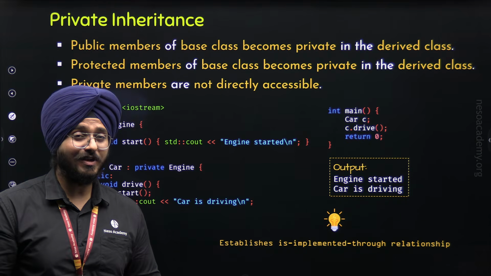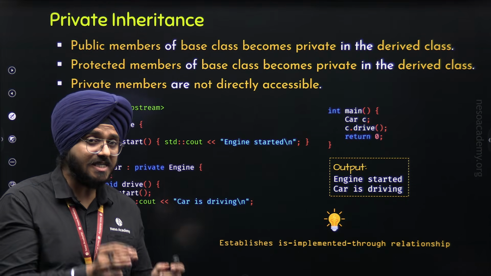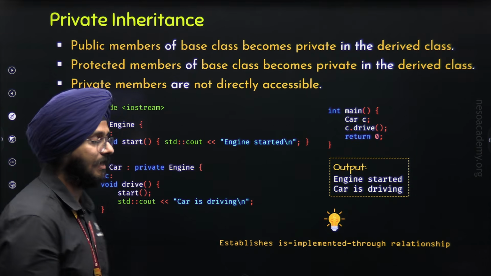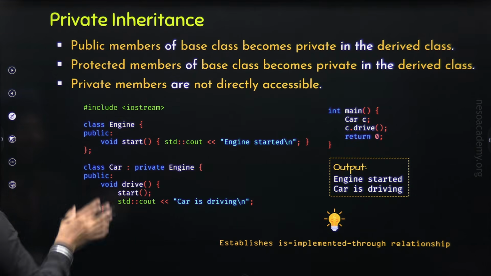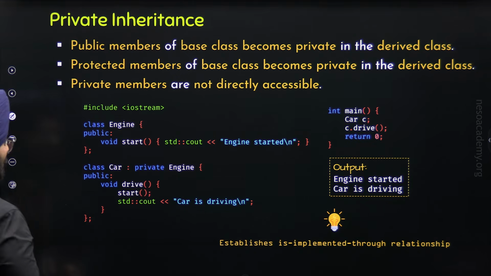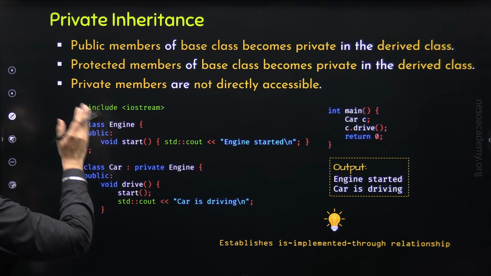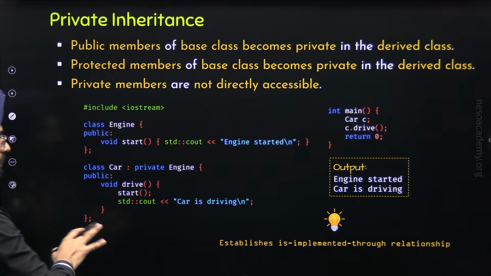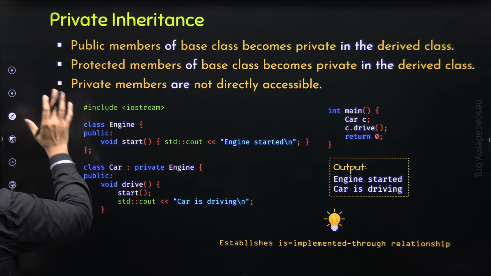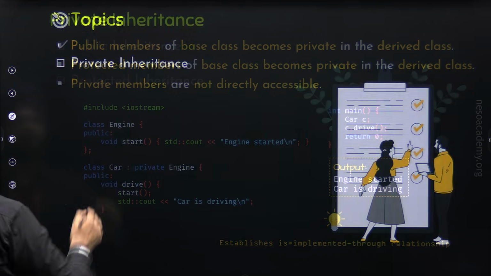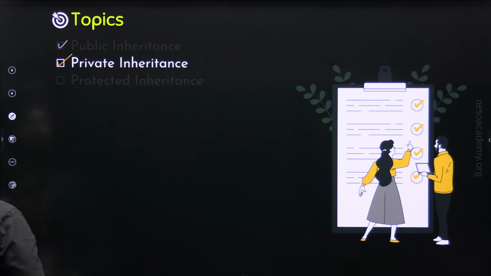So when we want to establish the is-implemented-through relationship between the base class and the derived class, then we set the derived class as private. This means we perform private inheritance. I hope this idea is clear to you. So with this, we have understood private inheritance as well. This means we are done with the second topic also.